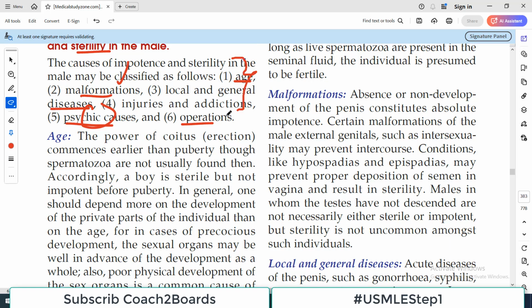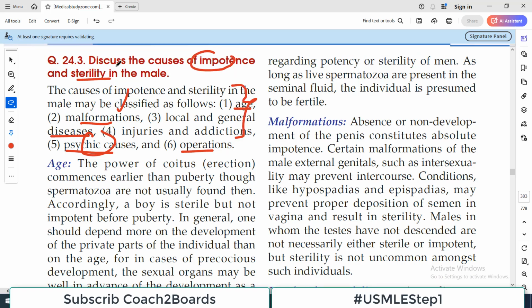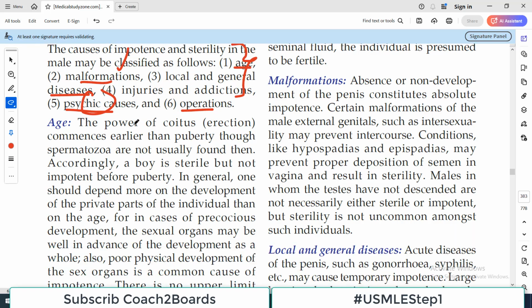These can all be causes of impotence and even sterility in males, and they all make sense by the way. Now, the power of coitus, which means to perform the sexual activity, which means the erection, commences earlier than puberty, though spermatozoa are not usually found. So this is a very early phenomenon in males. Accordingly, a boy is sterile but not impotent before puberty.